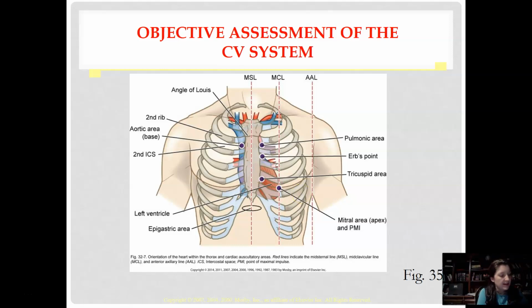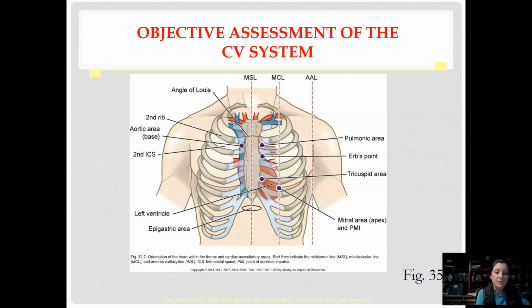So we listen to S1. Remember, that's the atrioventricular valves closing, also the beginning of systole, so the ventricles are contracting. S2 is the semilunar valves, so pulmonic and aortic valves are closing, and that is the beginning of diastole.